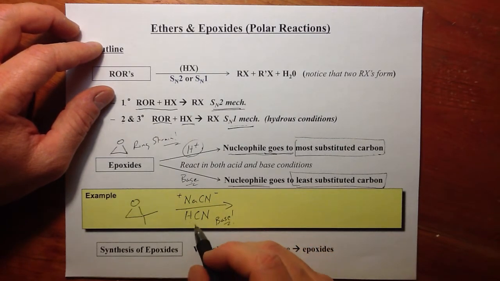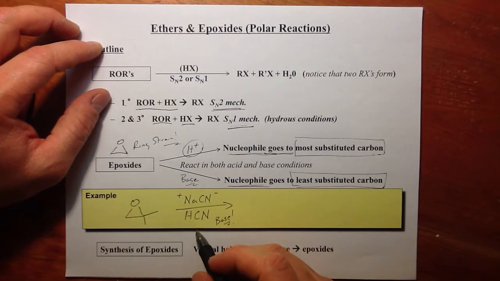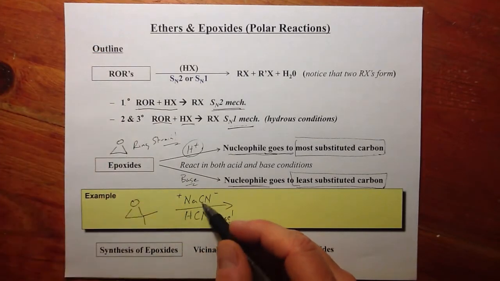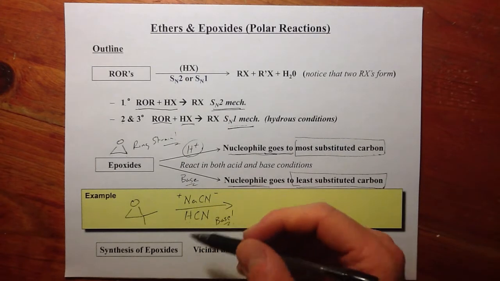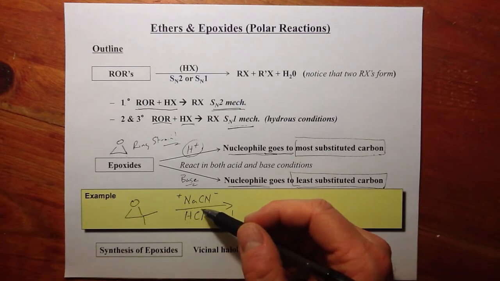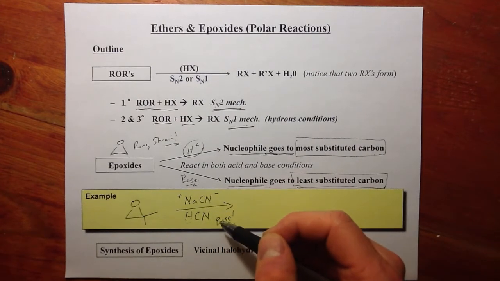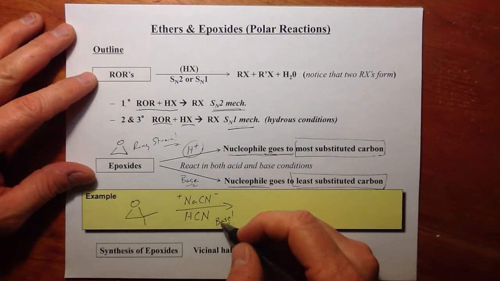You say, well, isn't that an acid? Yes, but it's not a strong acid. And so what we really have here is a buffer solution where we have very little of this dissociating in the presence of a sodium cyanide that's in solution also. So we have a buffer solution. It's not a strong base solution, but it's still a base solution.